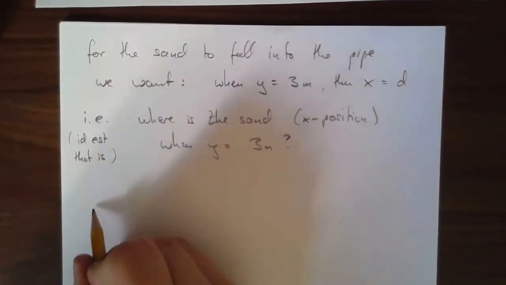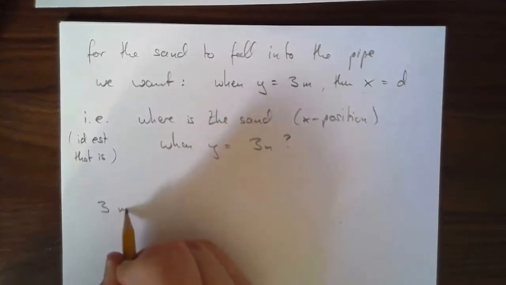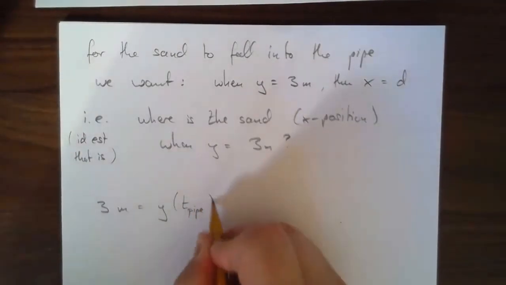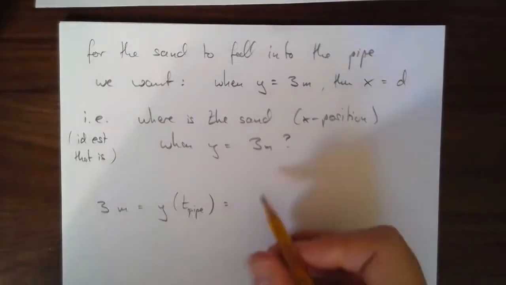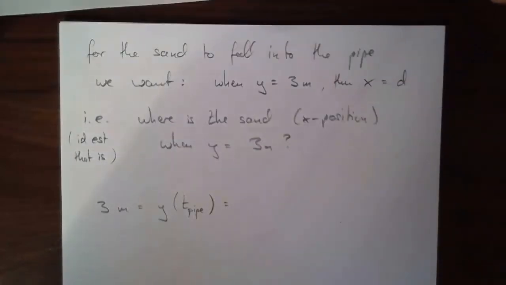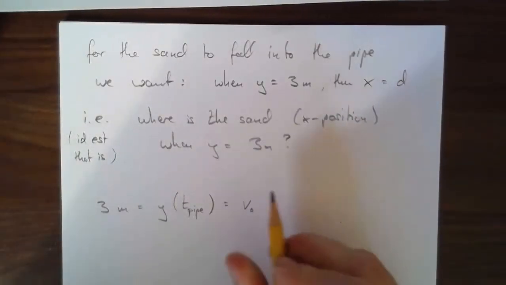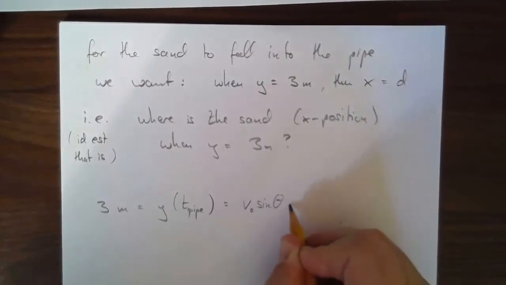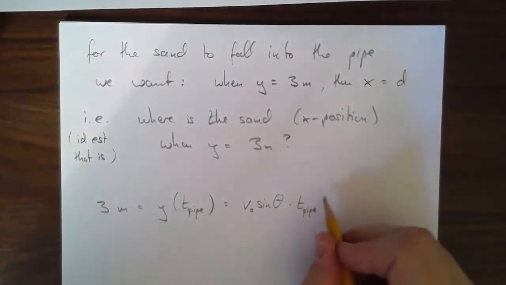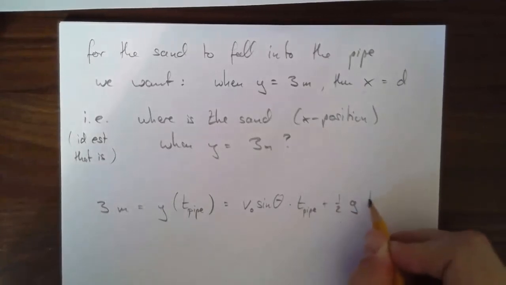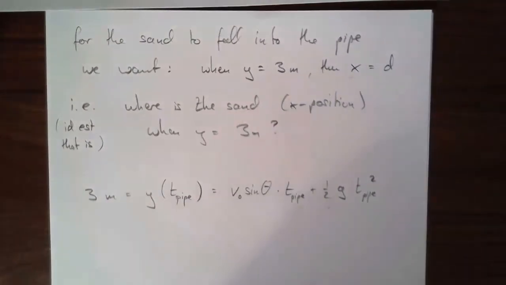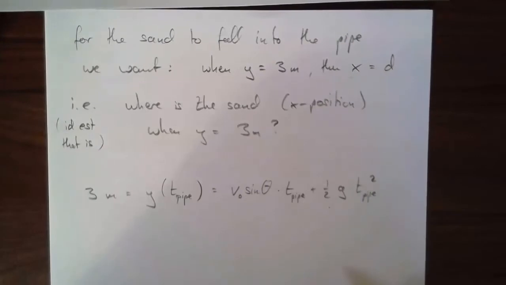Well, y equals 3 meters. So 3 meters equals y at the time when the sand reaches the pipe. Let me call it t pipe. We have an expression for y at all times, so I'm just going to plug in the time of reaching the pipe: v naught sine theta times t pipe, plus 1/2 g t pipe squared. Everything here is known except t pipe, so we can solve this.